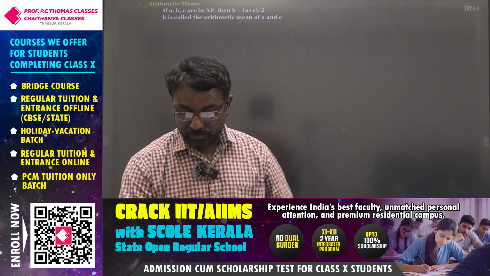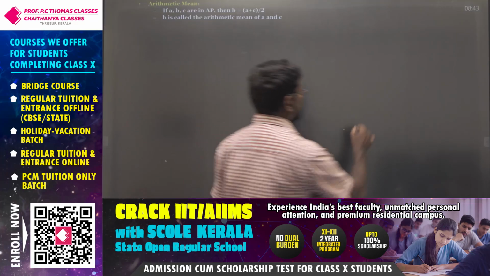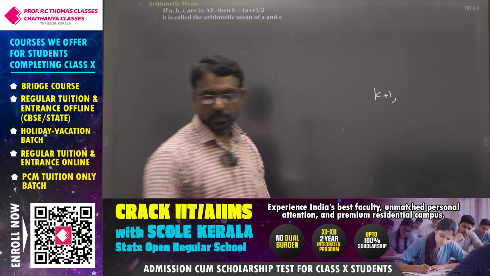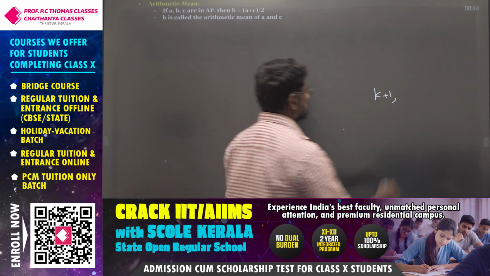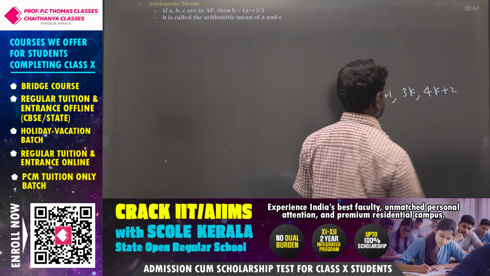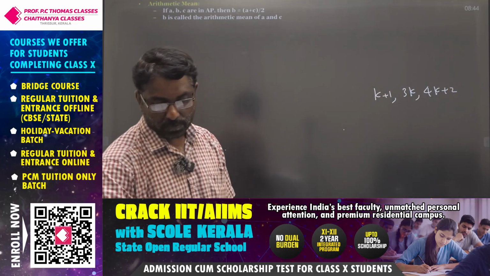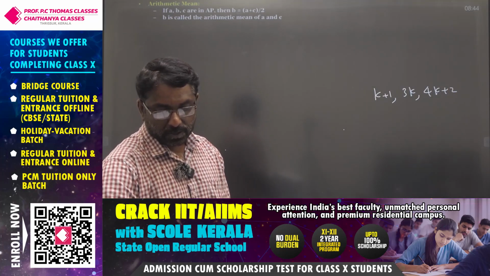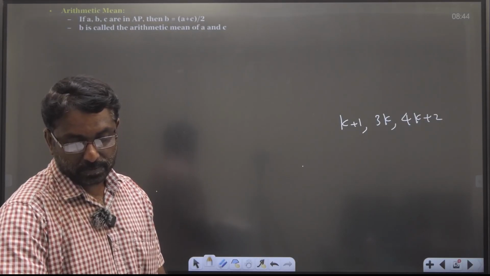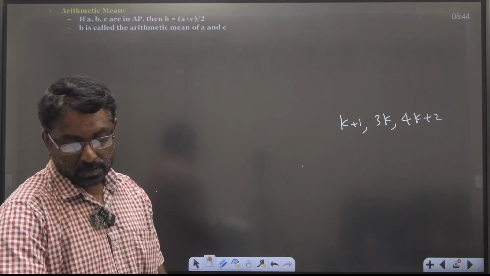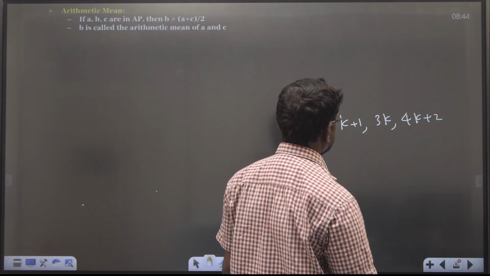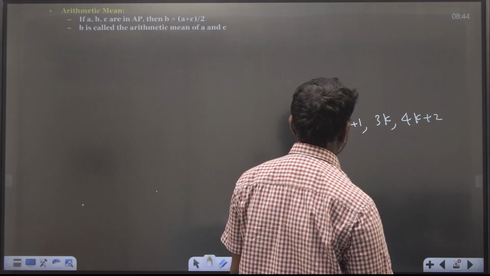Question: if K plus 1, comma, 3K, comma, 4K plus 2 are three consecutive terms of an AP, find the values of K.